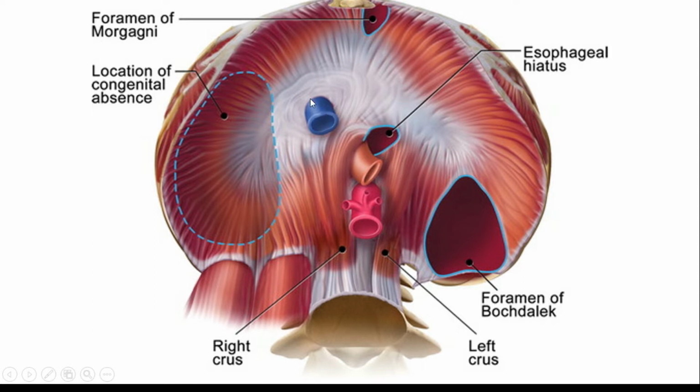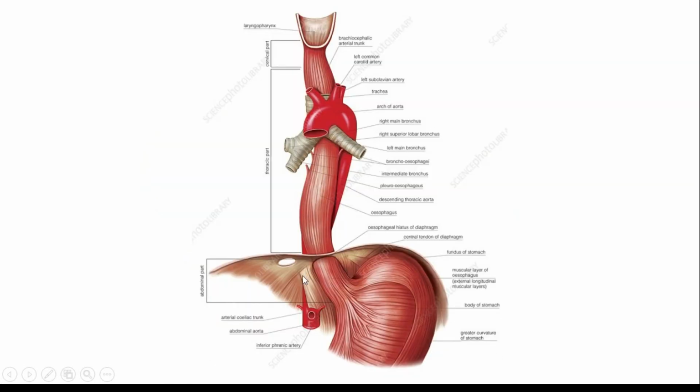And we already know that the diaphragm has three major hiatus. One is the vena-cava opening or the vena-cava hiatus, then we have the esophageal hiatus, and we have the aortic hiatus. Now the herniation or the diaphragmatic hernia takes place in the esophageal hiatus more specifically. Through the esophageal hiatus, the esophagus passes from the thoracic cavity into the abdomen.